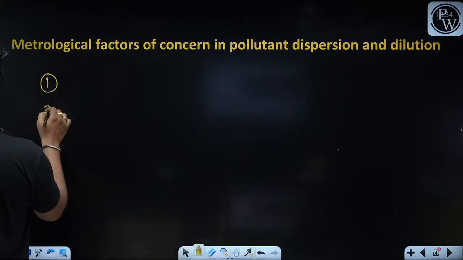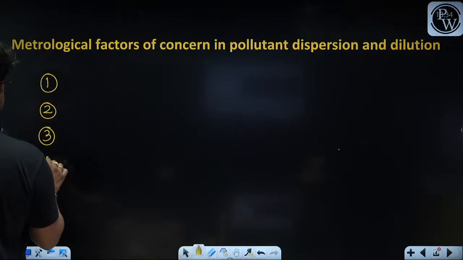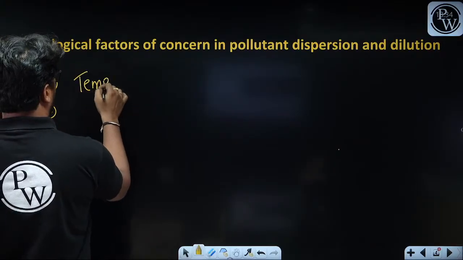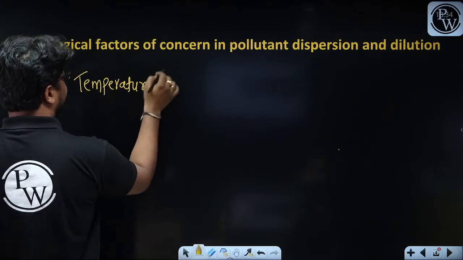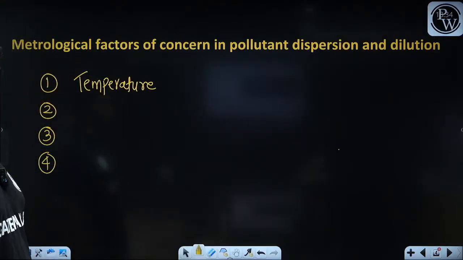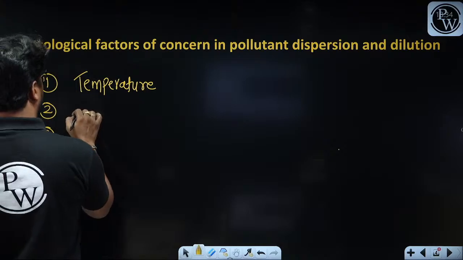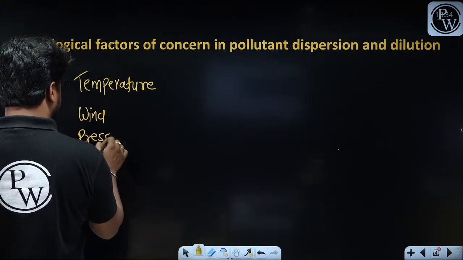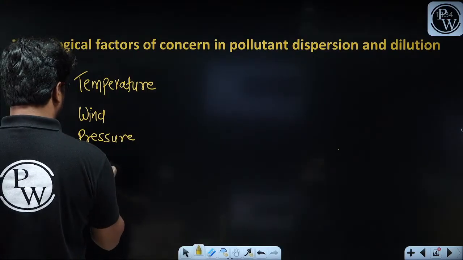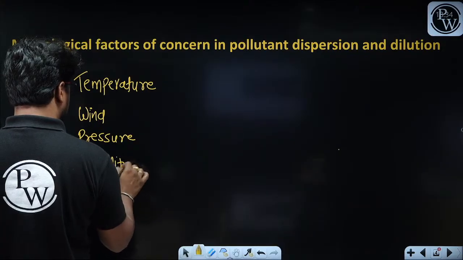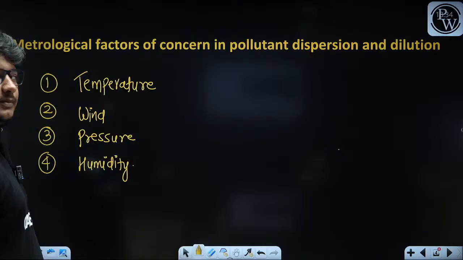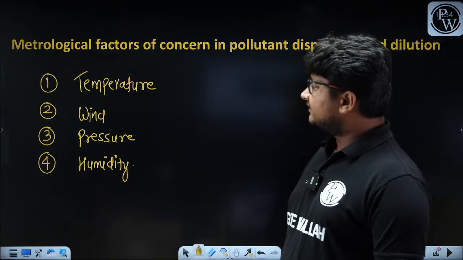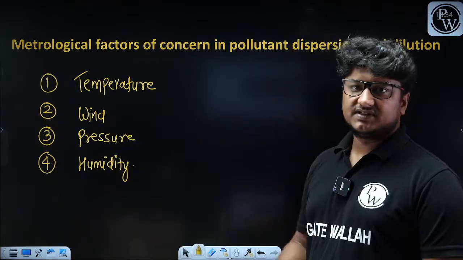Look at the factors. The first factor is temperature. Temperature is the first factor which affects the pollutant dispersion and dilution. Second one will be the wind. Third one will be the pressure. And the fourth one will be the humidity. So we have different factors: one is the temperature, another is the wind, third is the pressure, and the fourth is the humidity.